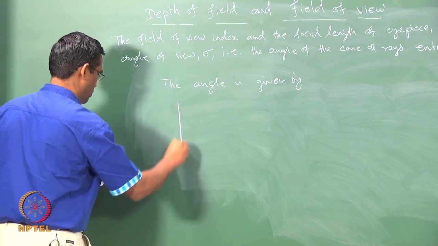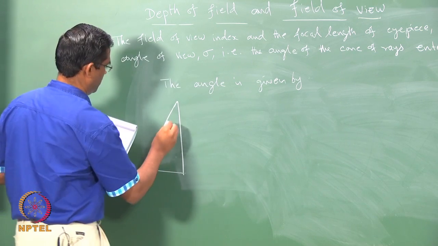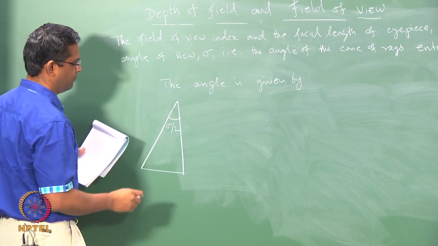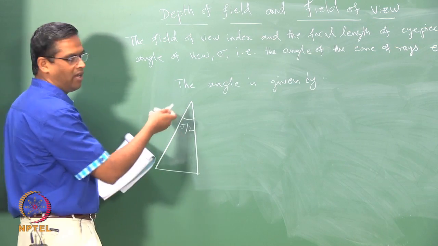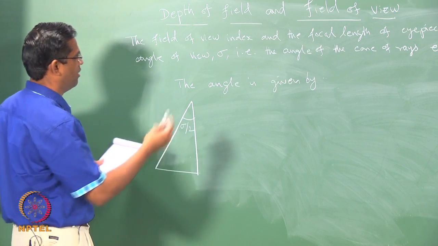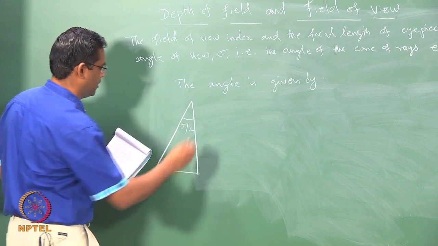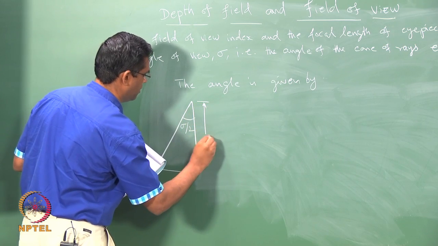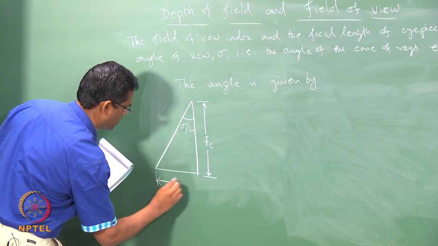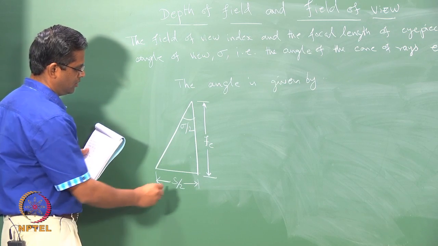if you consider this as the cone's section, and this is your sigma by 2, this is an angle of view here, it's sigma. The sigma and alpha are the same; since I have taken from different references, they have used a different symbol. So here it is alpha, the collection angle is alpha, here it is referred to as sigma, both are same. And this distance is FE, that is the focal length of the eyepiece. And this is S by 2, this is the field of view index. Since we are considering only half of the cone section, this is S by 2.